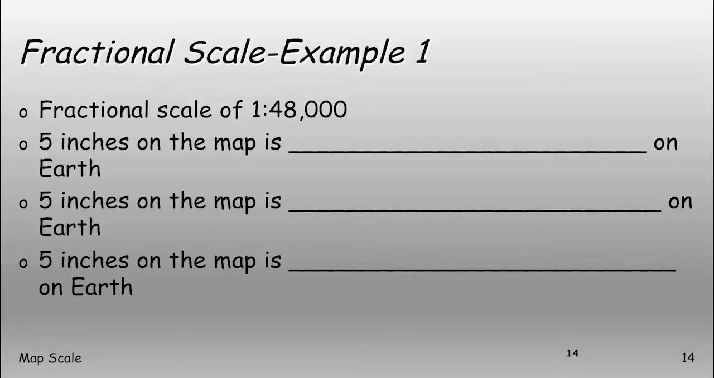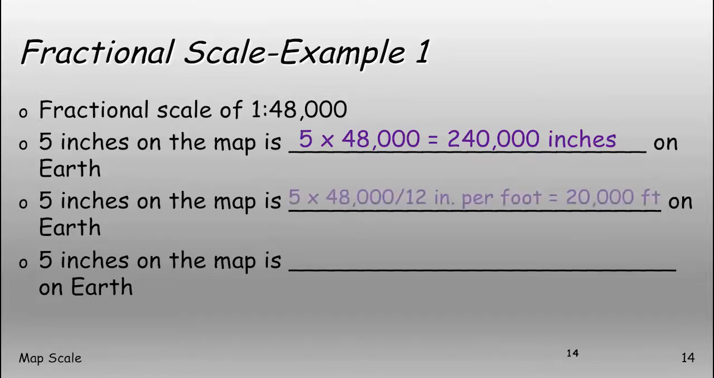Okay, so then we are interested maybe in knowing not just what 1 inch on the map is, but maybe more than 1 inch. So in this case, I have chosen 5 inches on the map. How would we calculate the distance on Earth that is represented by 5 inches on the map? We have to take 5 multiplied by 48,000, because every inch is 48,000 inches on the ground. So we get that many inches on Earth, which is 240,000 inches.